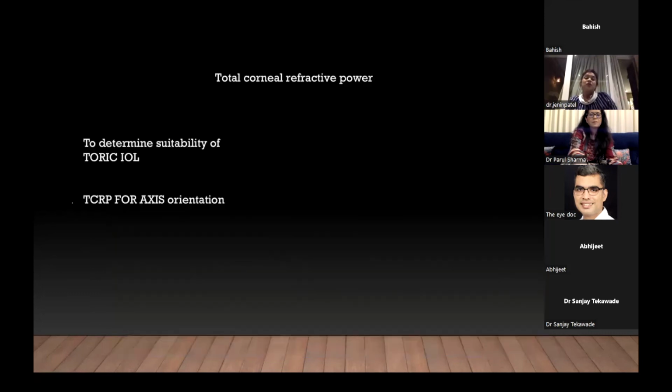Okay, we'll come to the meanings maybe a little later when I show the examples. So when are we going to use a total corneal refractive power to determine the IOL, whether we want to use a toric IOL for that particular case, or whether we want to not use the toric IOL, and if we are using the toric IOL, what is the axis orientation?